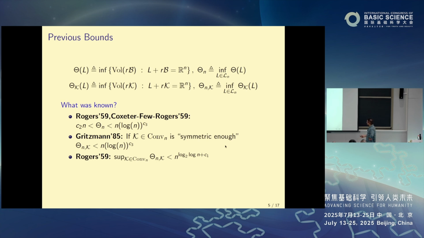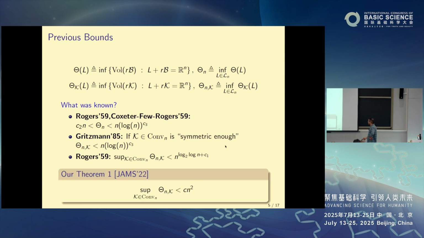Okay, so this was the best upper bound before our work on the covering density of a general convex body. It was also found by Rogers in the same paper. It was n to the log n up to constants. And our first result in the paper we published in JAMS that got the award was that actually for every convex body K, the covering density is at most Cn squared. Now, this means that for every convex body, we can find at least one particular lattice for which the covering density is small.